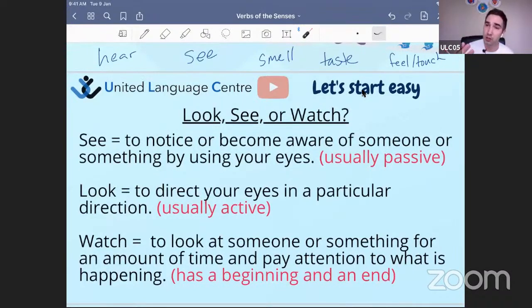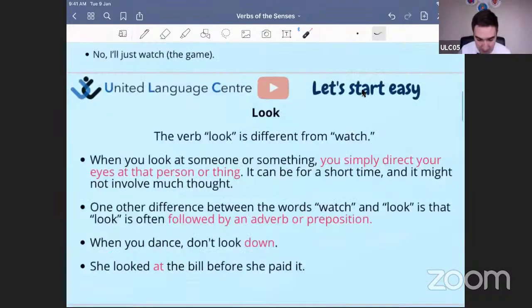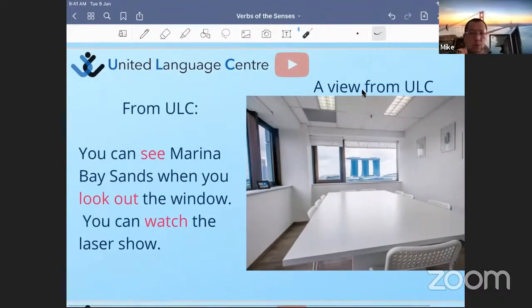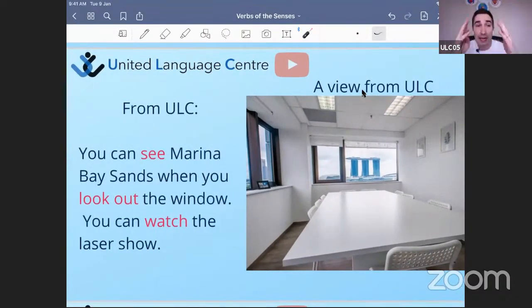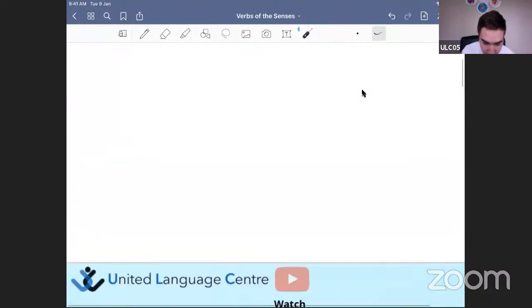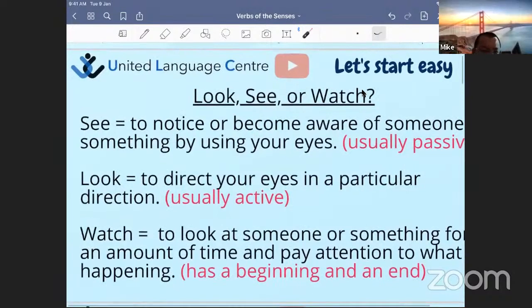And if we watch, watch usually means that there's a beginning and an end. So something that is continuous. If we go back to the picture of Marina Bay Sands, I can see Marina Bay Sands. I look out the window or I look at Marina Bay Sands, but the laser show, it's about 10 minutes long. So it has a beginning, it has an end, and I'm watching that show. So that's pretty much the difference between see, look, and watch.